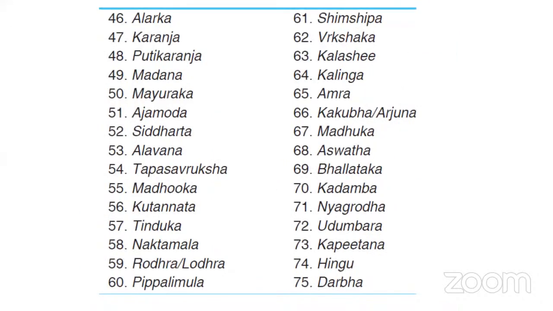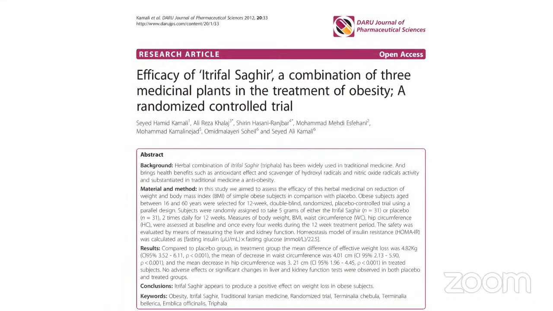Other drugs having this activity include pippali, which is available in our kitchen. They all will be very beneficial. We use hing, asafoetida, and ajmoda, ajwain, which are there in our kitchen. These drugs all have anti-lipidemic or hypolipidemic anti-obesity activities. There is research work on this, and this research work is on triphala.